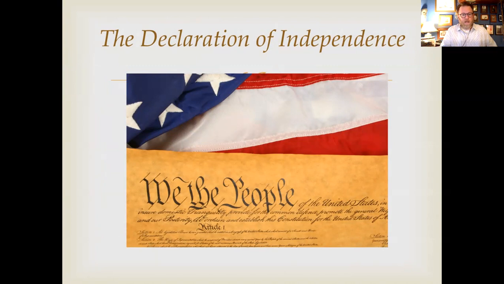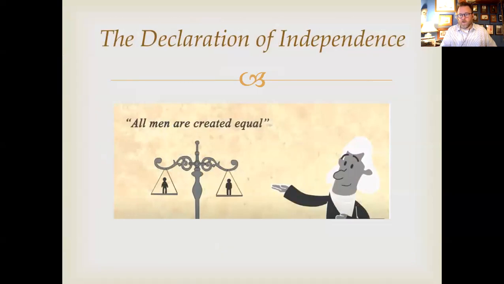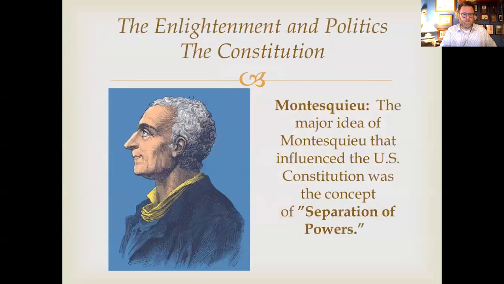By June, July, the Declaration is drafted and written. And again, we have this disparity here. All men are created equal, but not really. That still has to be worked out and is still being worked out historically in the United States and certainly around the world. Just a few more Enlightenment thinkers.